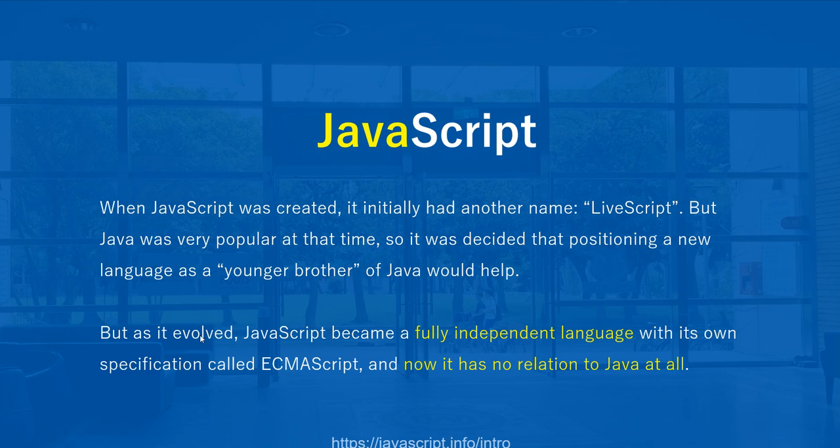But as it evolved, JavaScript became a fully independent language with its own specification called ECMAScript, and now it has no relation to Java at all. Maybe at the beginning it depended a little bit on Java, but now they are fully independent. So JavaScript is now a fully independent language.